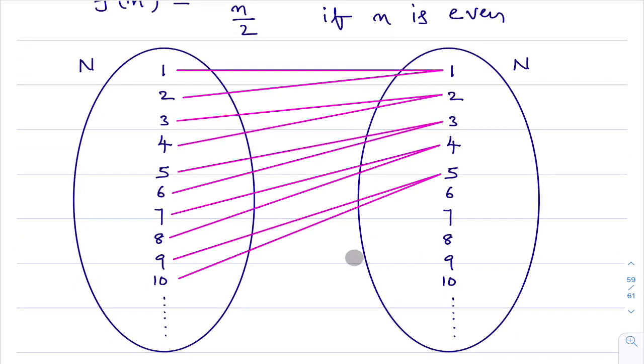What is a one-one function? Different elements in the domain set must have different images in the codomain set. If, for example, you see 1, 2, they are different elements. They have different images? See, the image of 1 is 1, the image of 2 is also 1. So different elements are not having different images. That means it fails the condition of a one-one function.